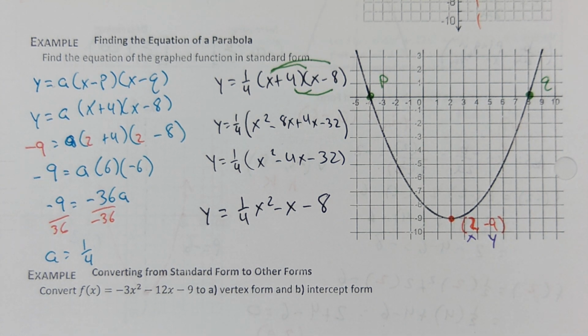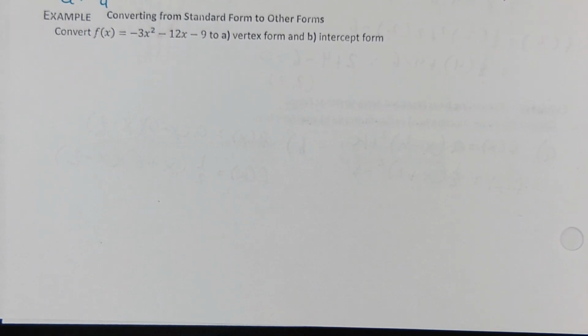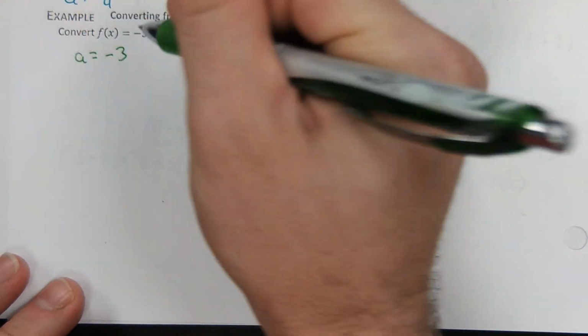Then the last thing that we need to do is convert an equation without a graph. Eek! Let's do the easy one first. Vertex. Vertex is the easy one. Why is vertex the easy one? Because I can see A. A is -3.